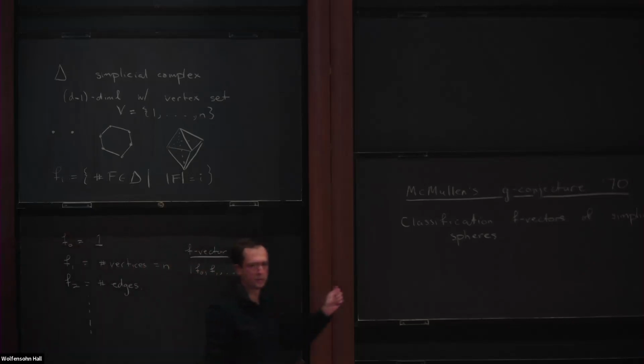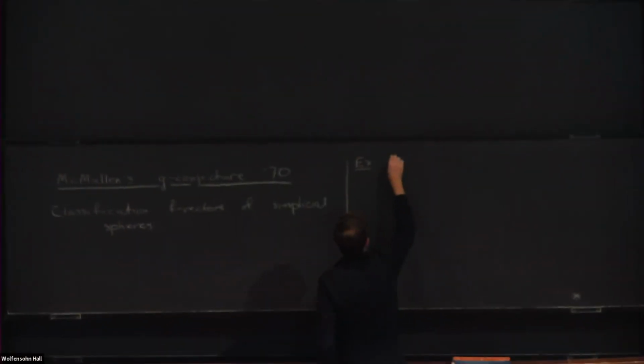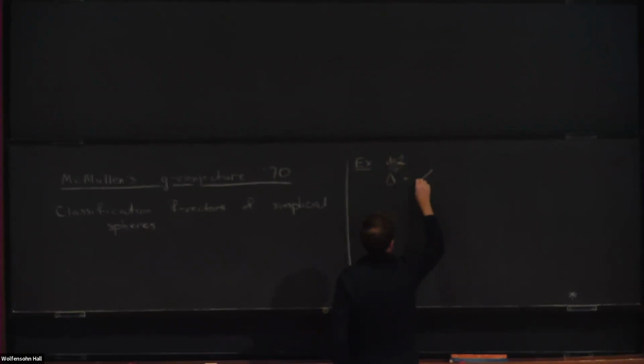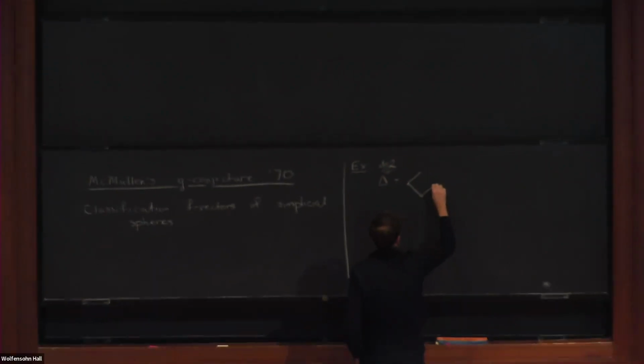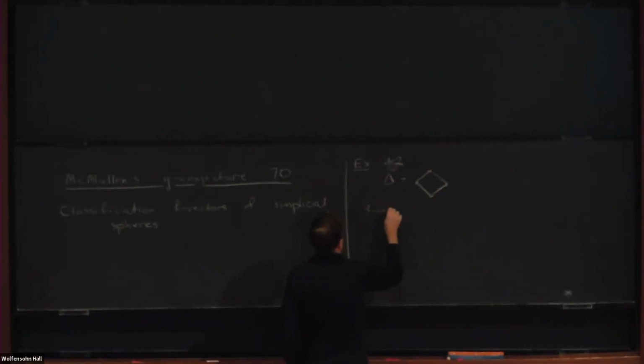Okay, so I'm going to have a running example over here. Just take one example. So here D is going to be 2, so it's 1 dimensional, and delta is just like this. And the F vector is 1, and there's 4 vertices here, 4, and there's 4 edges, so it's 4.